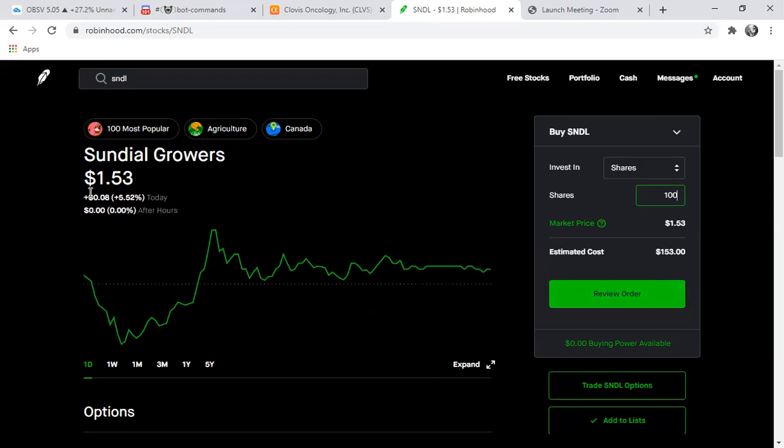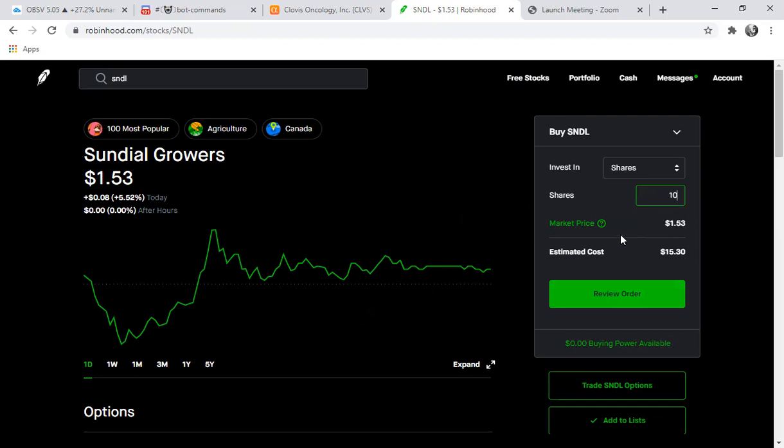It's that simple. So let's say Sundial Growers goes up to $2.53, and you own 100 shares of Sundial Growers. It goes up $1. So for every share you own out of that 100, you just earned an extra dollar. So altogether, you made $100 in profit. Again, you own 100 shares of Sundial Growers, and if Sundial Growers goes up a dollar, you get $100. You earned the extra dollar per share.